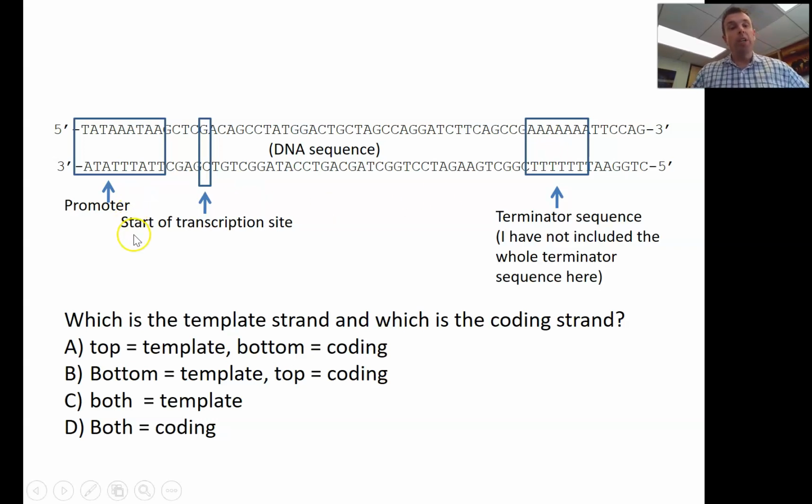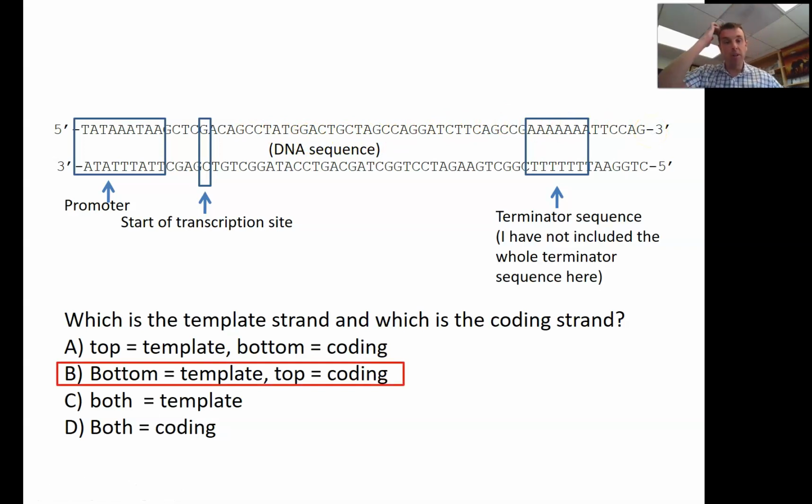Well, with this, we know that this gene, the way I have it shown here, is being transcribed from left to right, from promoter to terminator. And so if it's going left to right, the template is the strand that is 3 to 5 in that direction. So the bottom strand would be my template because it's 3 to 5 from left to right. And the top strand would be my coding strand because it's 5 to 3 from left to right. So the bottom would be the template and the top would be the coding.